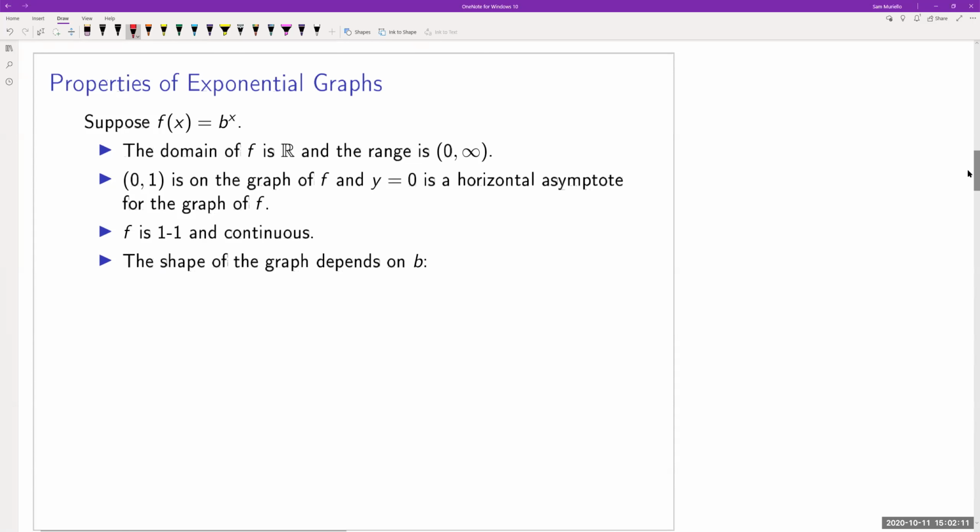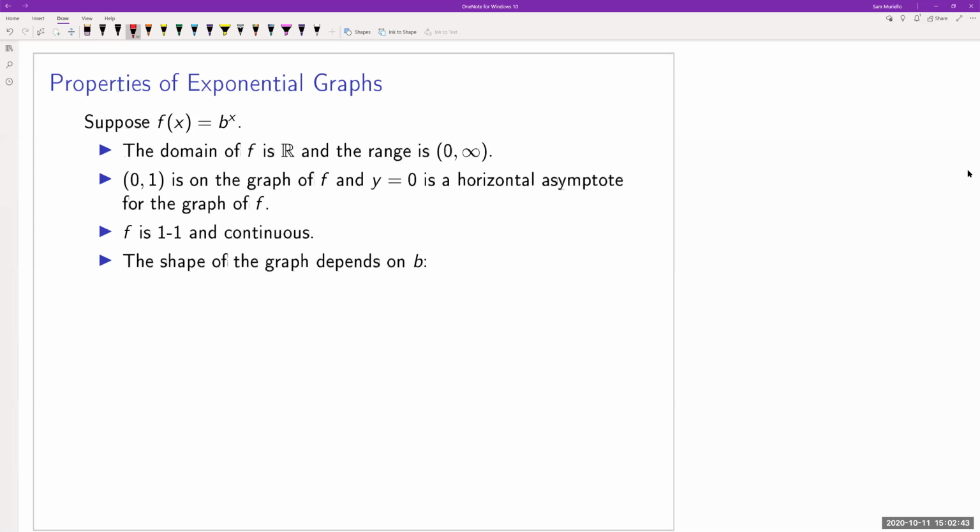The domain is all real numbers. Any real number can be an exponent. And the range is only positive numbers. There's no number you can put that will make our graph be 0 or be negative in y. The graph goes through the point (0, 1) and has a horizontal asymptote of y equals 0. The graph is 1 to 1, which you'll recall means invertible, and also continuous. No holes, no jumps, no vertical asymptotes.